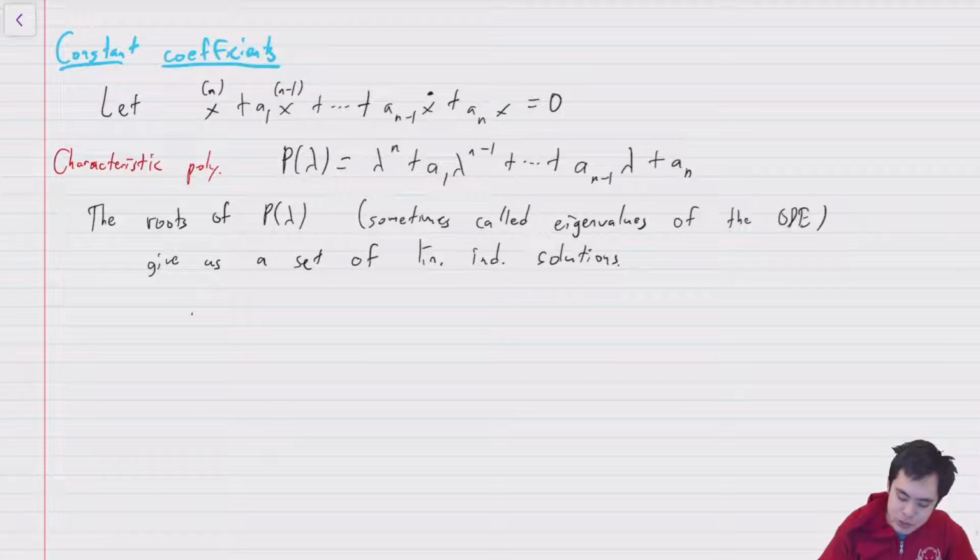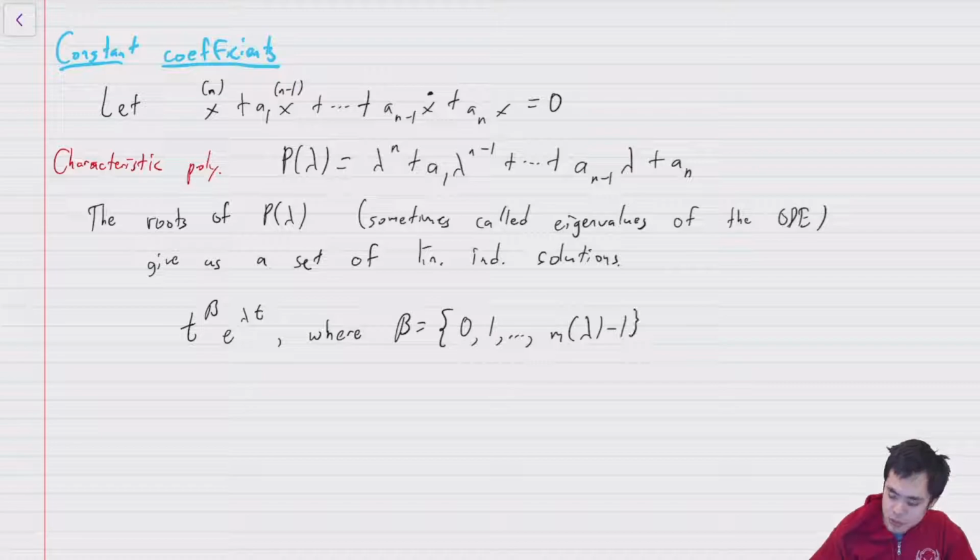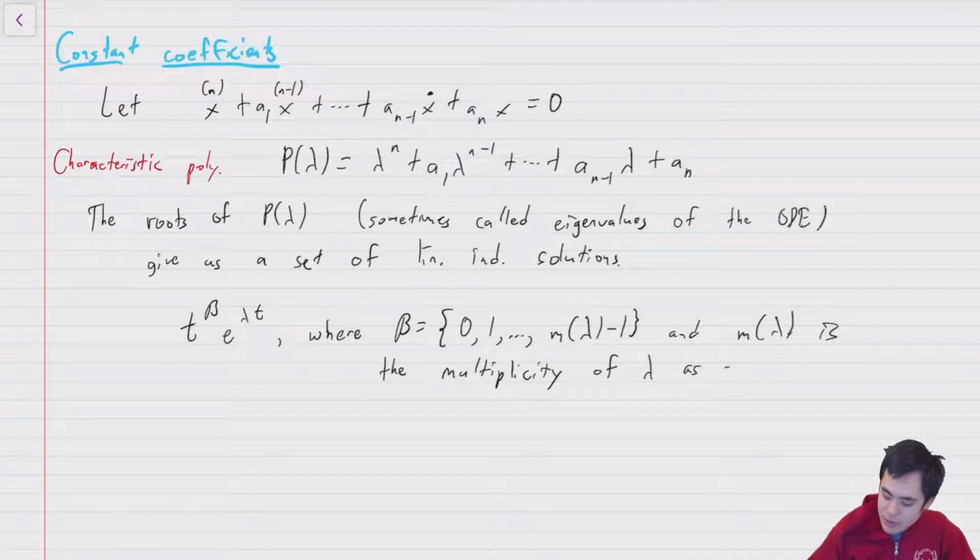What are these linearly independent solutions? I'm going to write them in the general form. They're exponential functions, but they sometimes have some power of t in front of them. So it's t to the beta e to the lambda t, where beta is equal to 0, 1 through m of lambda minus 1, and m of lambda is the multiplicity of lambda as a root of p of lambda.